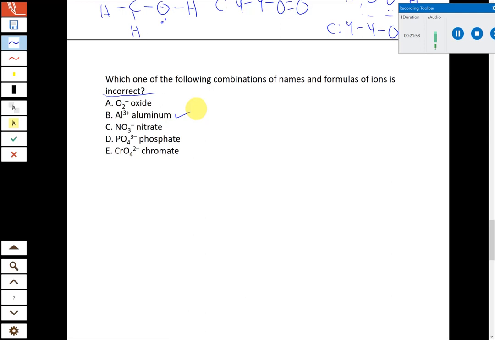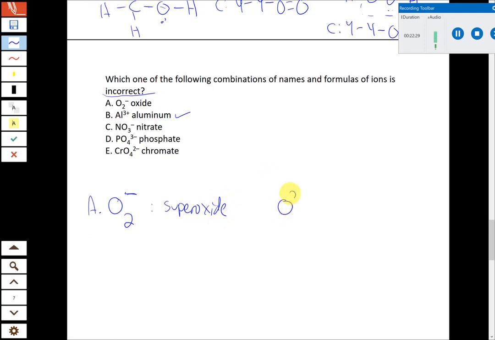When you're naming metal cations, remember that they just keep the name of the metal, although for transition metals in particular, we need to put the charge in parentheses to indicate that it's a variable charge. But for the rest of these, you have to look at this. So choice A is the one that a lot of you missed, but it's written as O subscript 2 minus. So basically this would be O2 with a negative charge, and this one, it's not the most common one, is called superoxide.